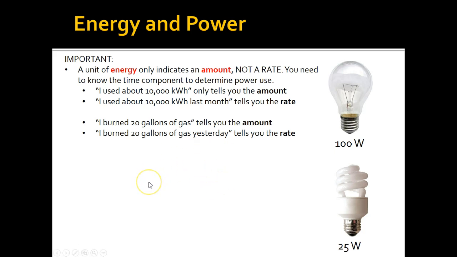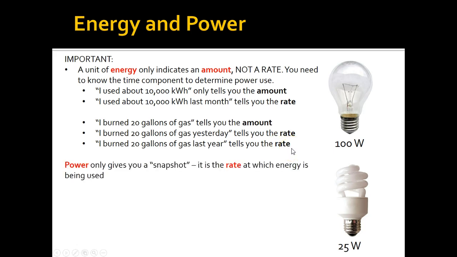So the key here is that by just saying, well, I used 20 gallons of gas, all you know is the energy, right? So that's only energy. You have to add that time component to tell you how quickly I am actually converting that energy from one form to another. And so without knowing the time component, you do not know the power rate, okay?